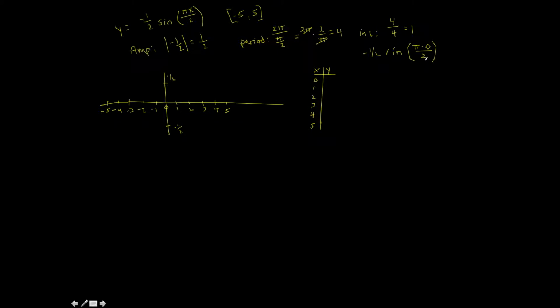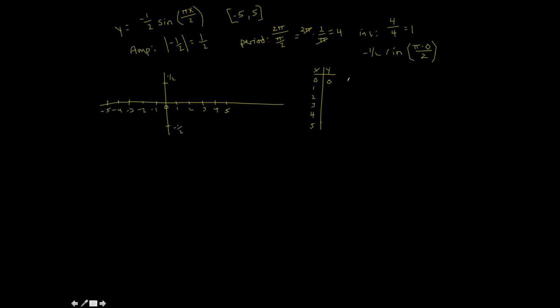So that gives us the sine of 0. 0 times pi is 0. 0 divided by 2 is 0. So this is -1/2 times the sine of 0. Well, what is the sine of 0? Look at your unit circle. Sine of 0 is 0. Sine is the y coordinate at the 0 point, remember, at the 0 angle. So sine of 0 is 0. So -1/2 times 0 is going to give us 0. Okay? All right, so at this point, we have 1.